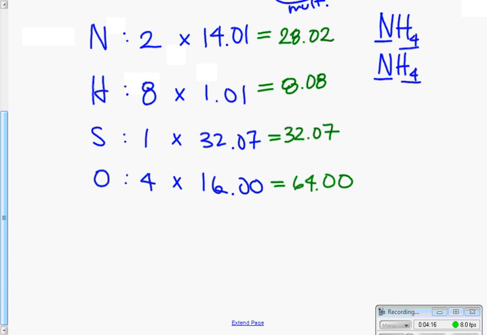Okay, so now I have the mass of all of the nitrogen, both of them, right? All of the hydrogen, all 8, 1 sulfur, and 4 oxygens. So those are all the individual parts. And what we're going to do with them is add them up. So you can type that in your calculator. You can do it on your paper. But you add those up, and it's going to give you 132.17.